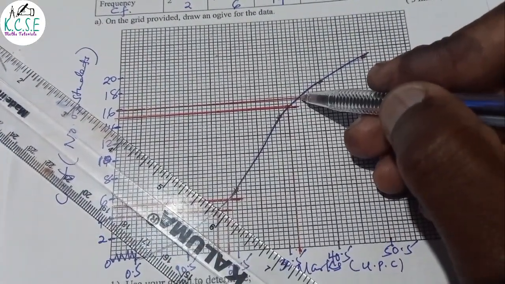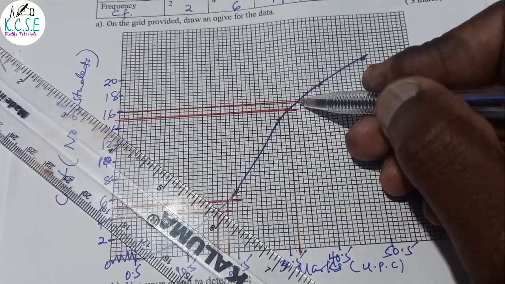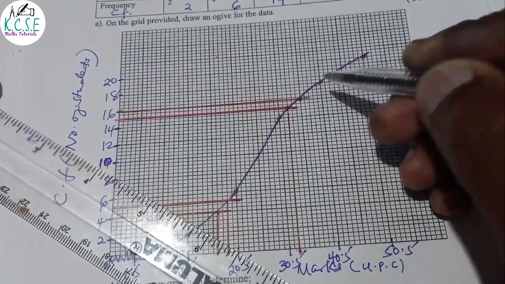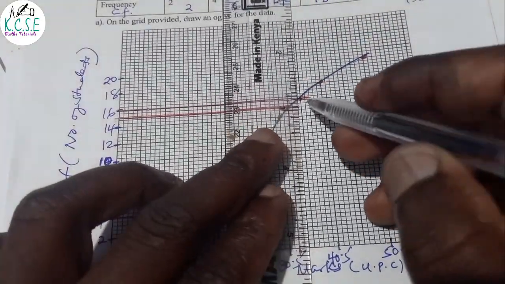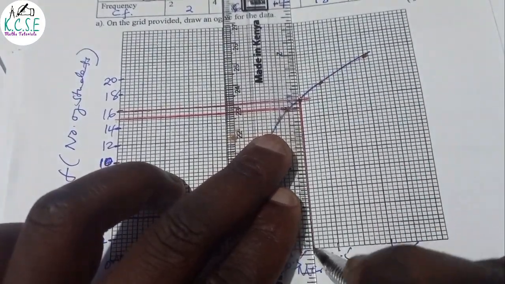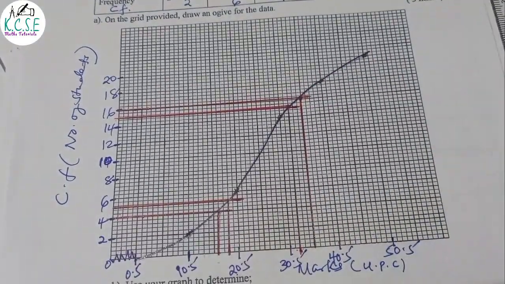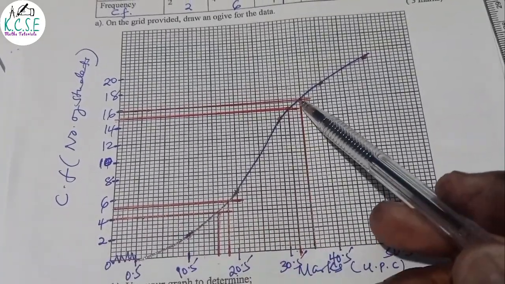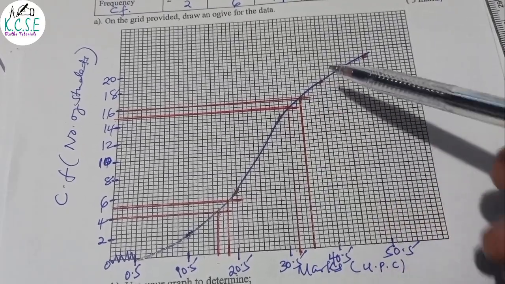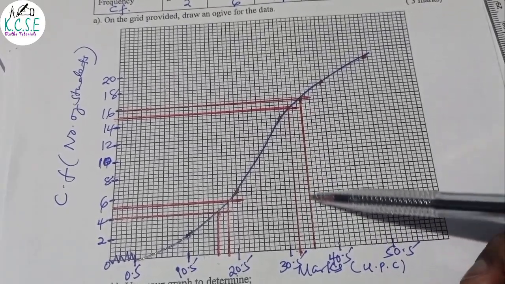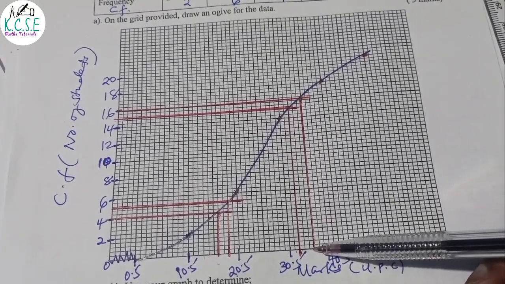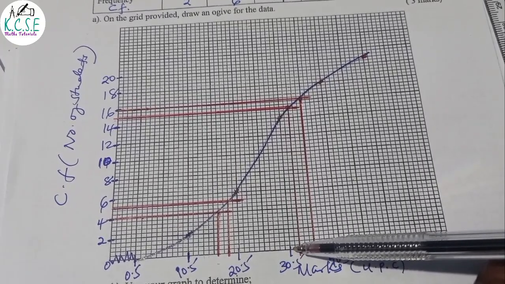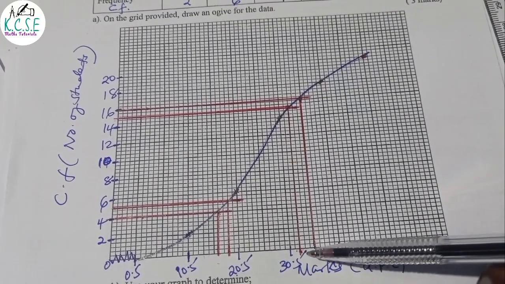Then you notice that it touches the curve at this point. That is here. This is the point where it touches the curve. So you draw a straight line from 16th student up to where it touches the curve. Then from this point, drop down straight downwards. Read these. This will be the mark. So this will be 30, 31, 32, 33, 34.